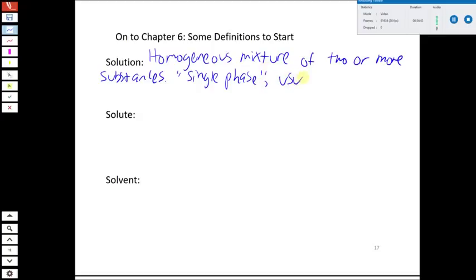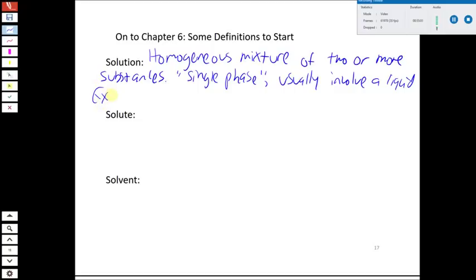So the types of solutions we're going to primarily deal with, especially in this chapter, are going to be liquid solutions. They have a liquid that dissolves some other substances that are contained in that liquid. So it's usually involving a liquid, but it doesn't have to be. The definition is more general than that.